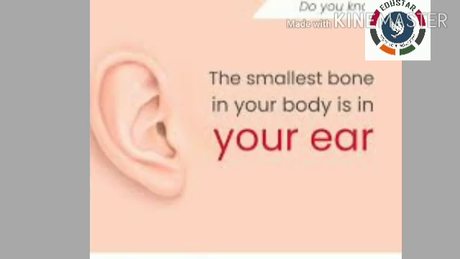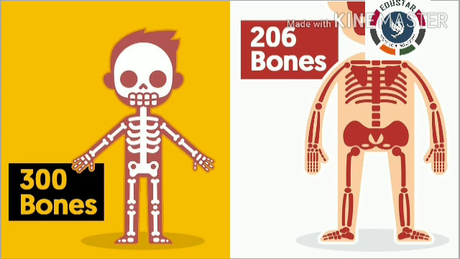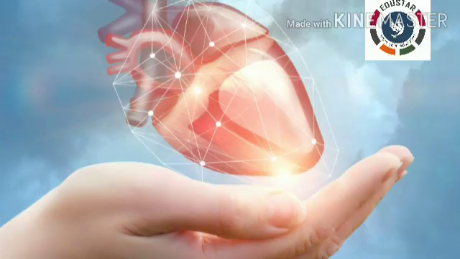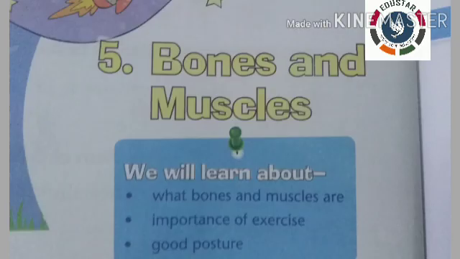We studied that the smallest muscles are in our eyelids. In the same way, the smallest bone is in our ears. Next, a newborn baby has 300 bones, but a grown-up adult has only 206 bones. Do you know what the size of your heart is? The size of the heart is the size of your closed fist. These are some of the amazing facts about our body.